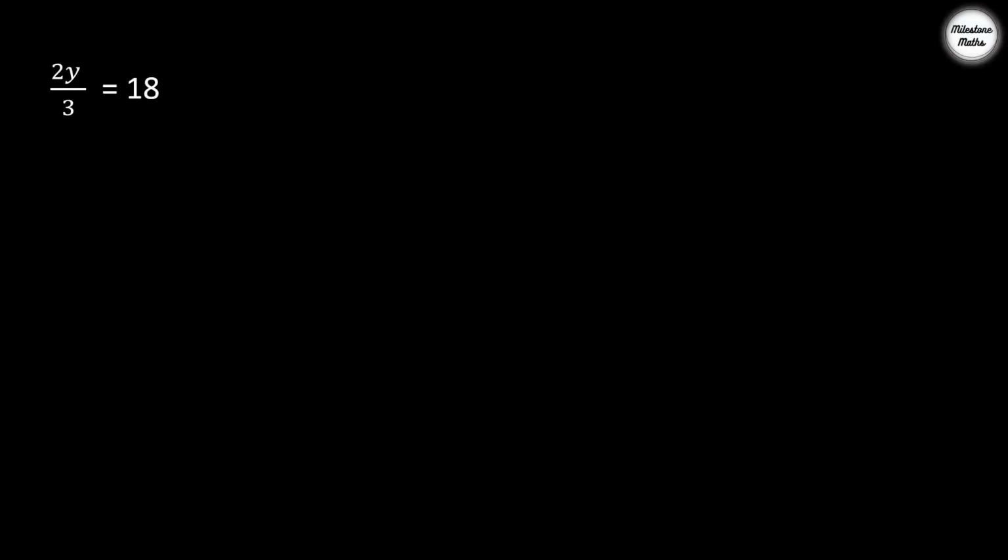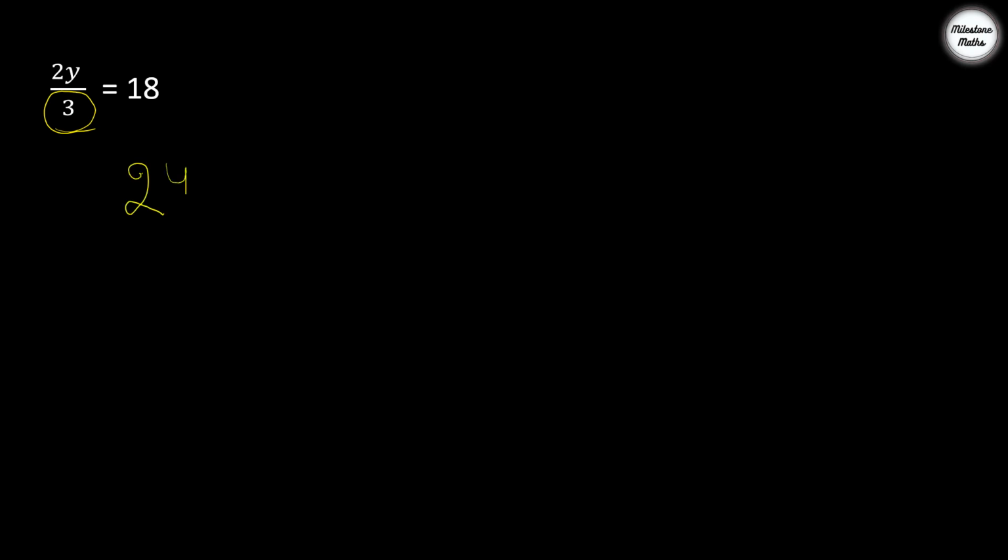So now let us take another example: 2y by 3 equals 18. We will be using the transposing method. Here first we have to eliminate this 2 and this 3 also. Then only we will get the value of y. So first this 3 we will eliminate, right? This 3 is being divided on the left hand side.